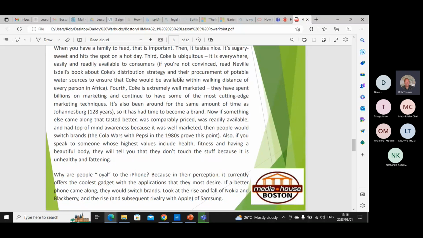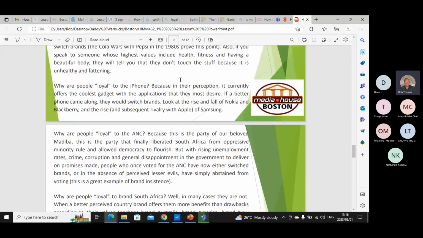Why are people loyal to the iPhone? Because in their perception, it currently offers the coolest gadget with the applications that they most desire. If a better phone came along, they would switch brands. Look at the rise and fall of Nokia and BlackBerry and the rise and subsequent rivalry with Apple of Samsung.